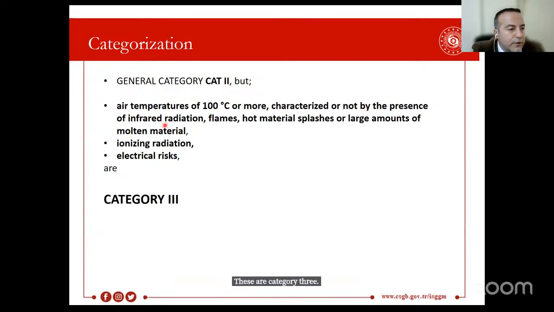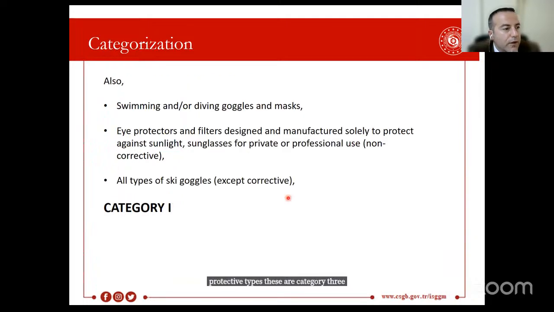If you see these protective types, these are category 3. And also swimming and diving goggles and masks, and eye protectors and filters designed and manufactured solely to protect against sunlight, sunglasses for private or professional use, and all types of ski goggles, these are category 1.